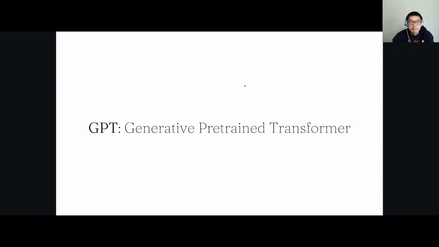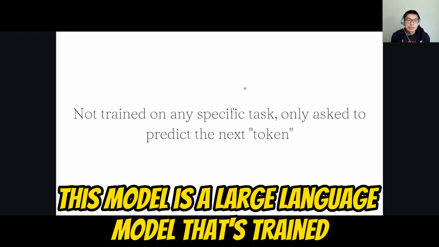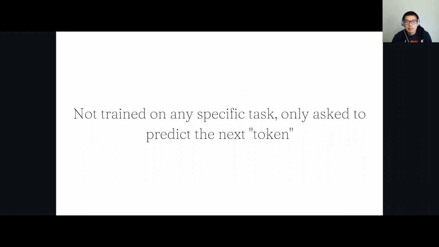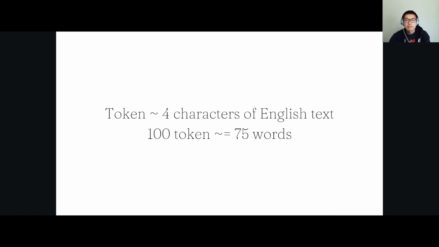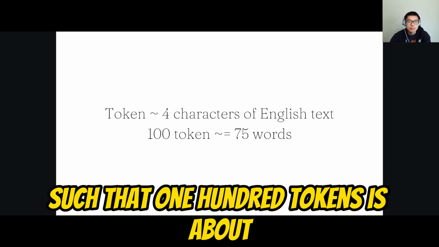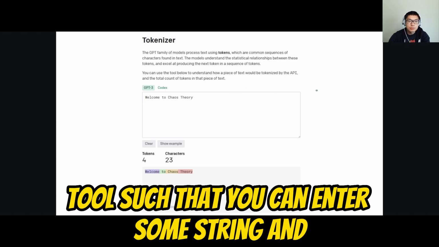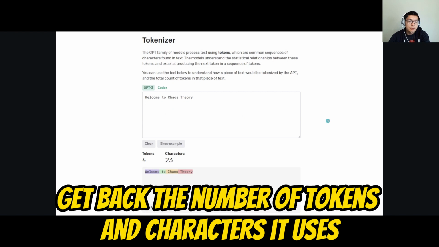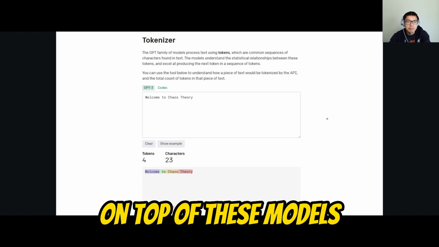So what's GPT? GPT stands for Generative Pre-trained Transformer. This model is a large language model that's trained not on any specific task, but it's only asked to predict the next token. So what's a token? A token is just 4 characters of English text, such that 100 tokens is about 75 words. OpenAI released this tokenizer tool such that you can enter some string and get back the number of tokens and characters it uses. It's a handy little tool, especially if you're trying to build on top of these models.